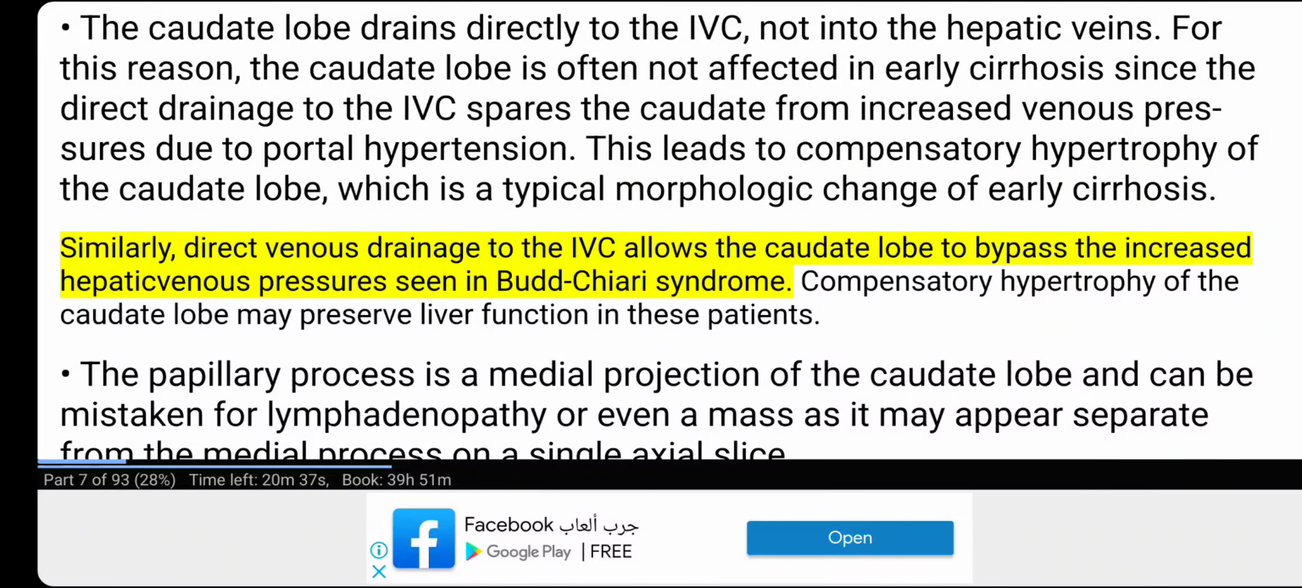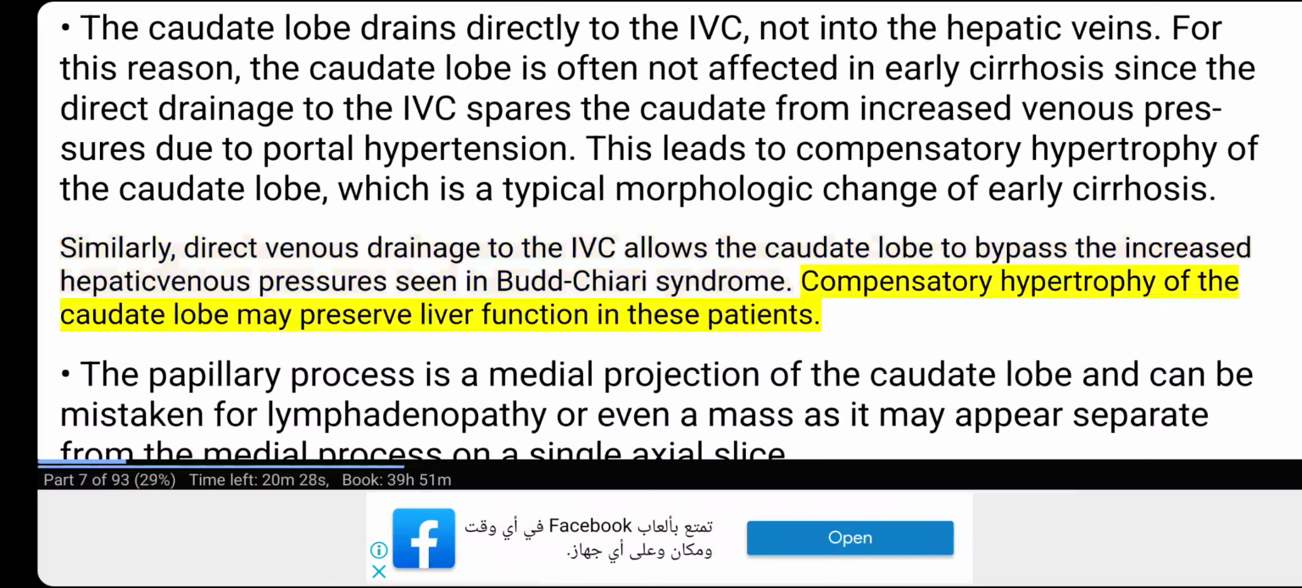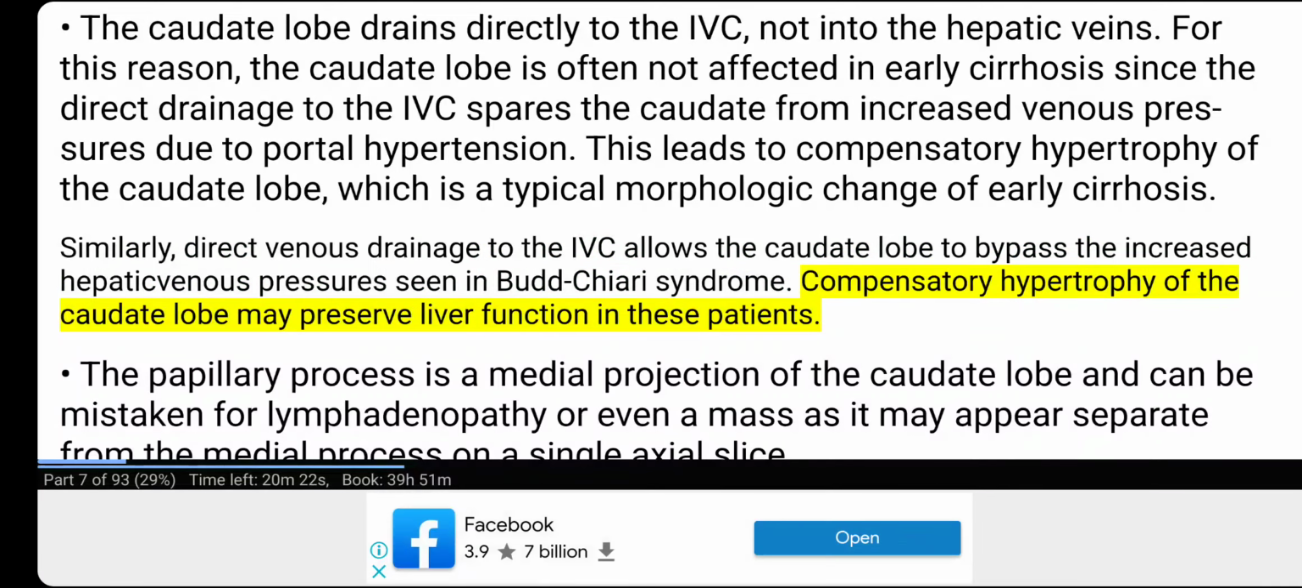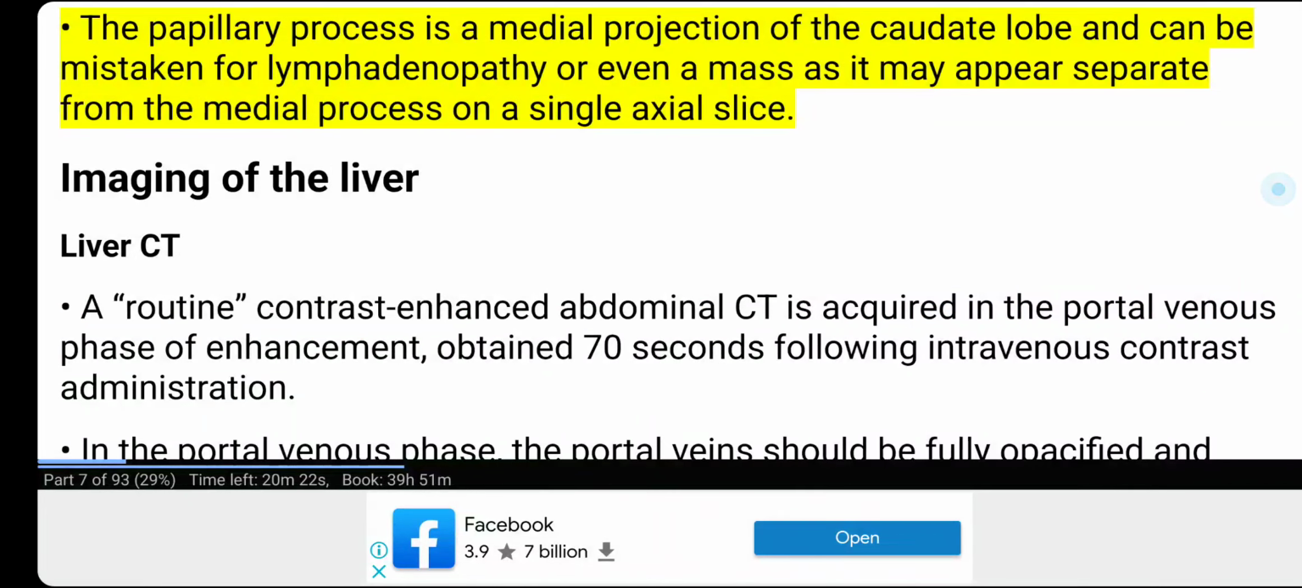Similarly, direct venous drainage to the IVC allows the caudate lobe to bypass the increased hepatic venous pressures seen in Budd-Chiari syndrome. Compensatory hypertrophy of the caudate lobe may preserve liver function in these patients. The papillary process is a medial projection of the caudate lobe and can be mistaken for lymphadenopathy or even a mass, as it may appear separate from the medial process on a single axial slice.